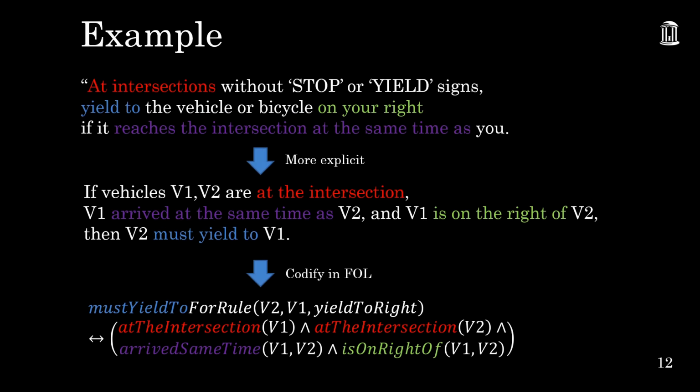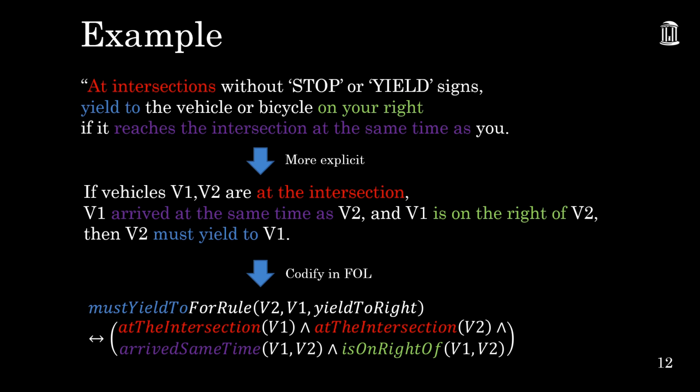Let's go through an example. Consider this rule. At intersections without stop or yield signs, yield to the vehicle or bicycle on your right if it reaches the intersection at the same time as you. First, notice that the phrase without stop or yield signs specifies the context of the rule, that is, in which circumstances the rule applies. We separate the context specifier and consider the rule itself.